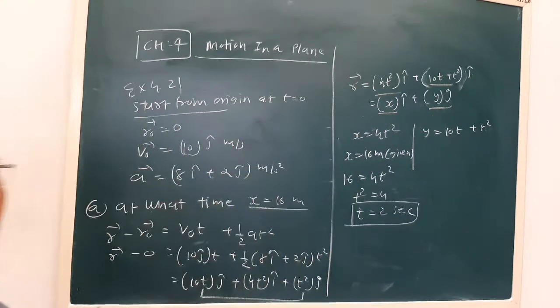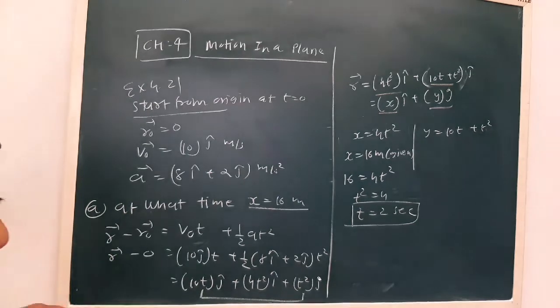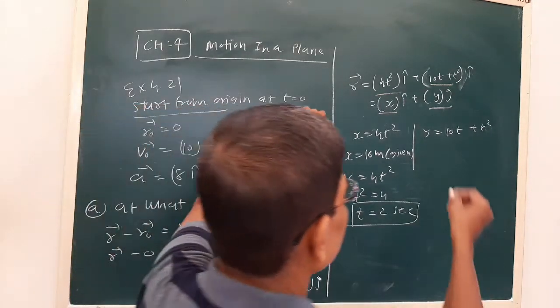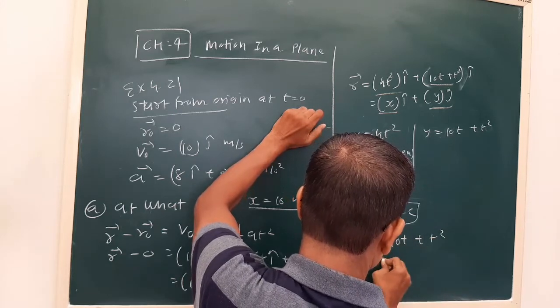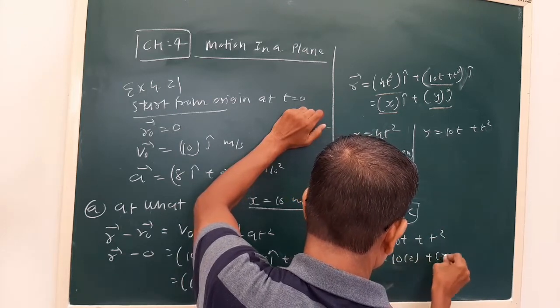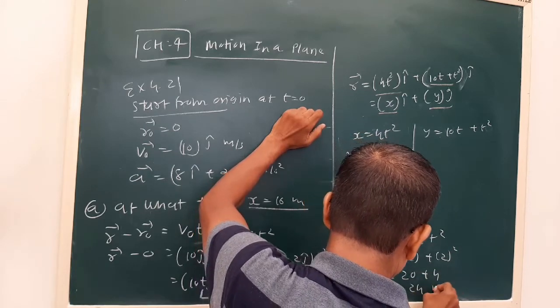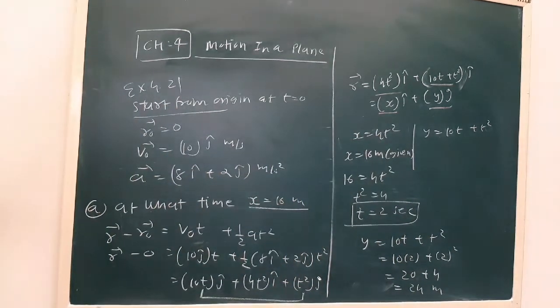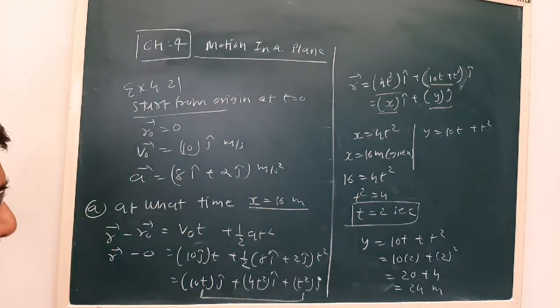So the x component will be 16 meter at time t is equal to 2 seconds. Now what will be the corresponding y component? Y is 10t plus t square, so 10 into 2. So what does this indicate? When x becomes 16 meter, the y component will be 24 meter.